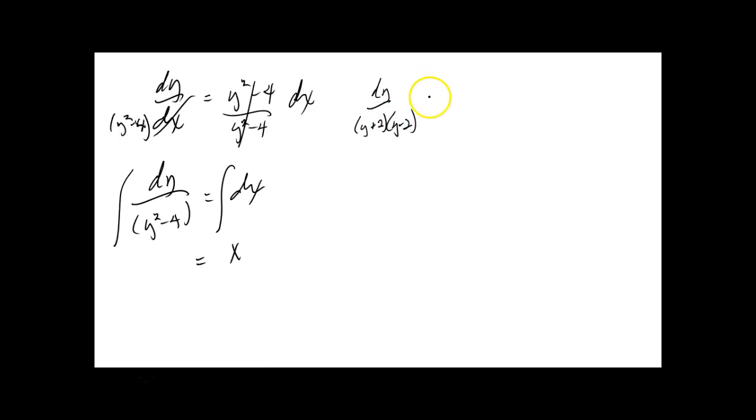Okay. Now, what we're going to do is break that into, in fact, let's leave the dy off of it totally. We'll go back and put that in later. Let's just do 1 over. That probably is a little bit cleaner. And we're going to say this is A over y plus 2 plus B over y minus 2. Okay? Now, remember what the next step was.